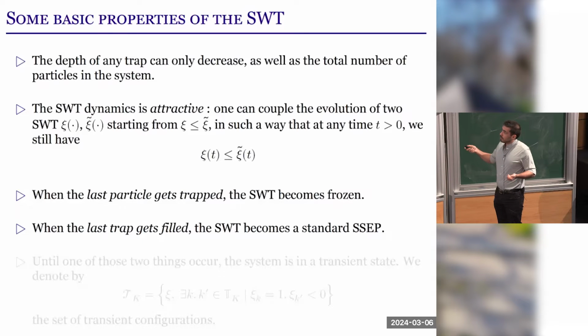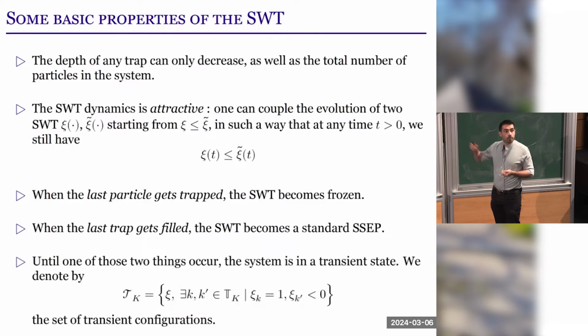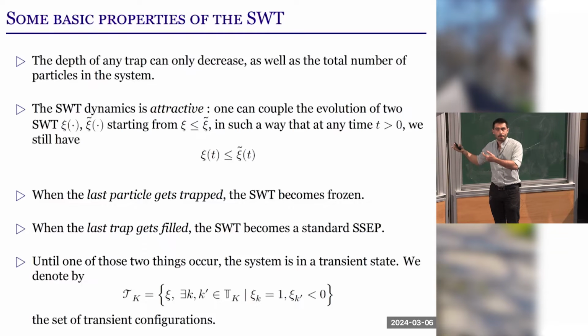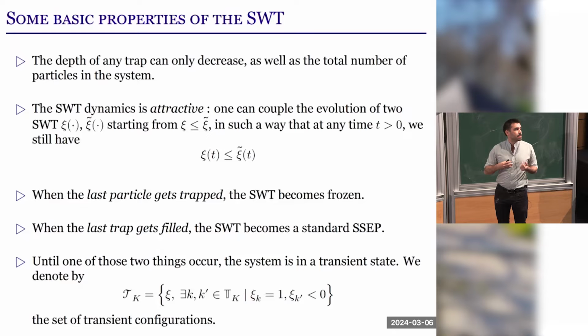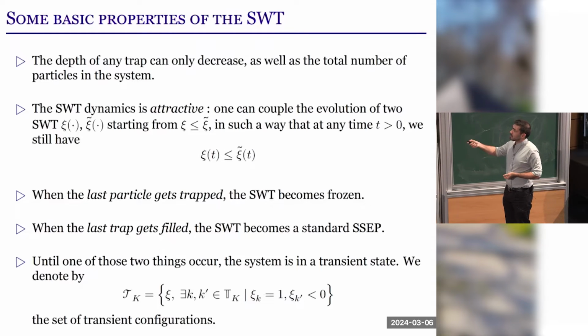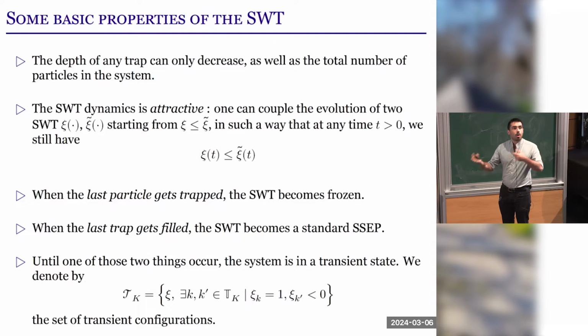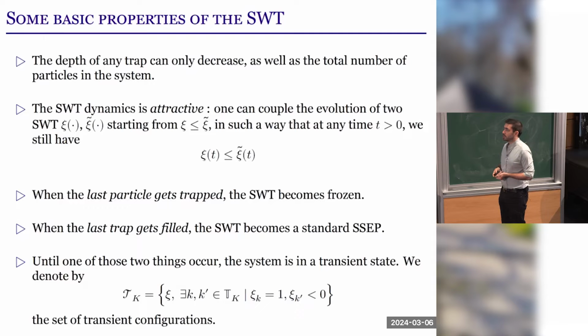But until one of those two things occurs, so either the system freezes or it becomes a SEP, you're left in a transient state. Meaning that at some point, either the last trap is going to disappear, or the last particle is going to disappear. But you cannot have forever coexistence of traps and particles. So you're left in a transient state until one of those two disappears, and I'm going to call TK my set of transient states where both traps and particles coexist.